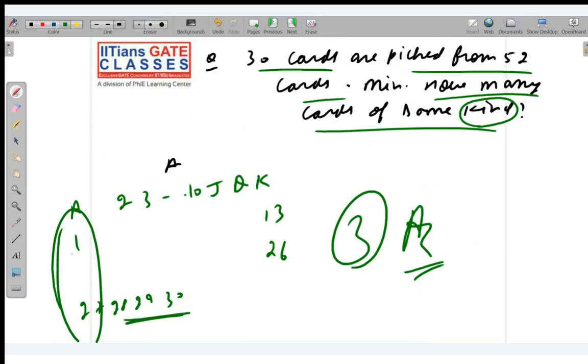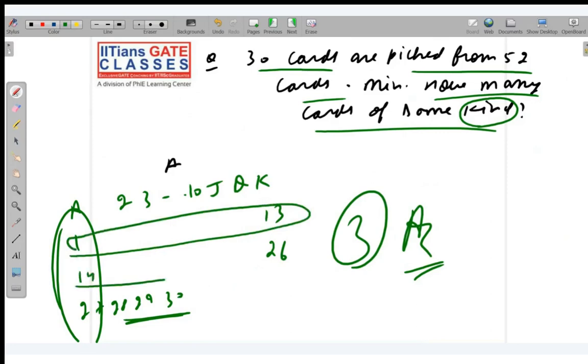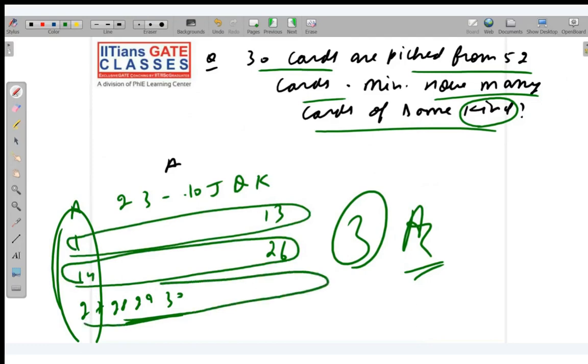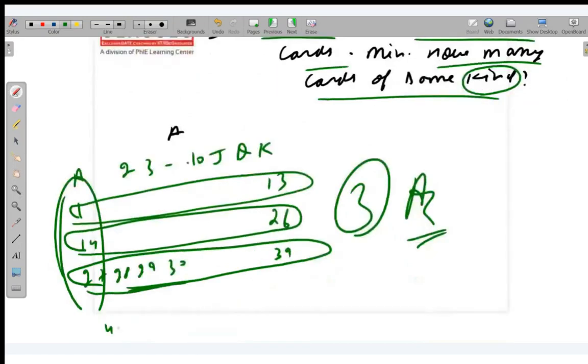Okay, let me tell you. See, 1 to 13 are over. 13 cards are over here. Then 14 to 26 are over here. So now 27, 28, 29, 30 till 39 you will take. And when the 40th card comes, then you will say 4 cards will be of the same type.